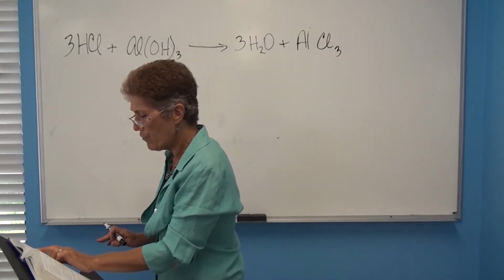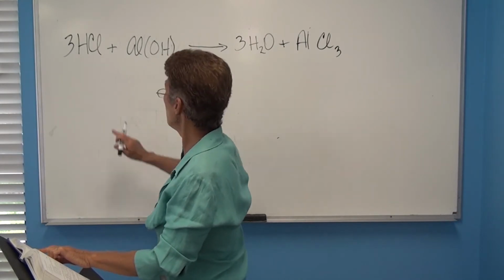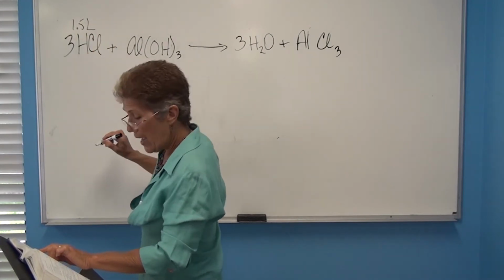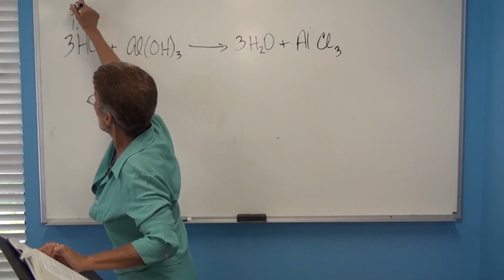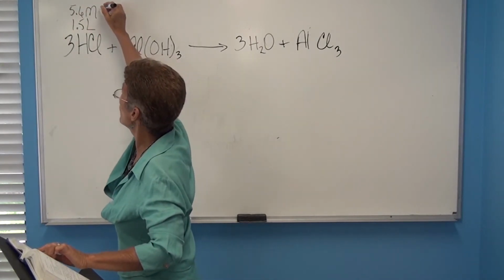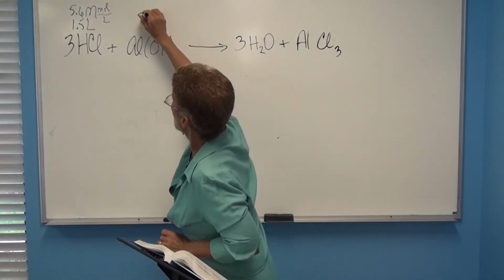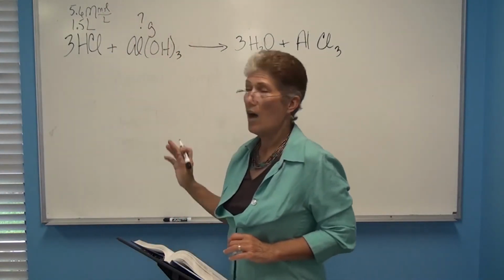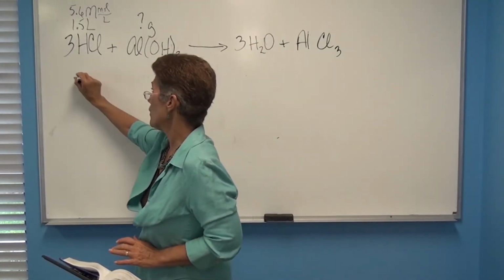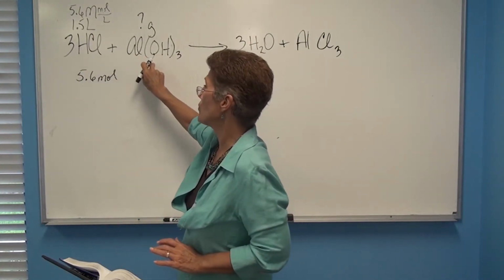I'm going to put in the information, and we're told we want to neutralize 1.5 liters. So I'm going to put 1.5 liters, and then that is a 5.6 molar solution. And remember, molarity is moles per liter. And now we want to know how many grams of aluminum hydroxide it would require to neutralize that. So we're going to start with where our moles are, because we need to go from the moles of this to the moles of this.